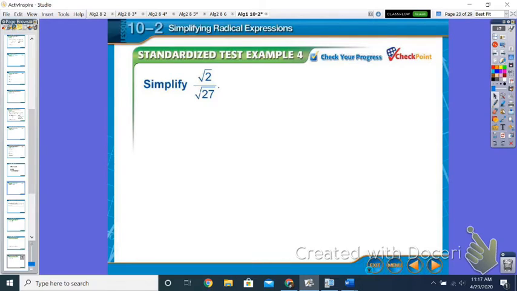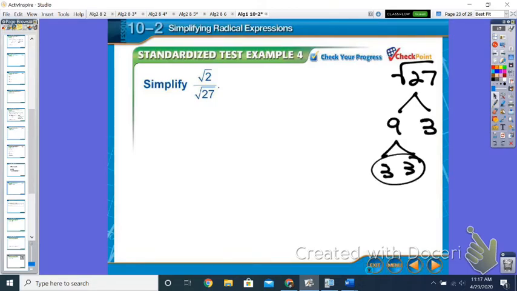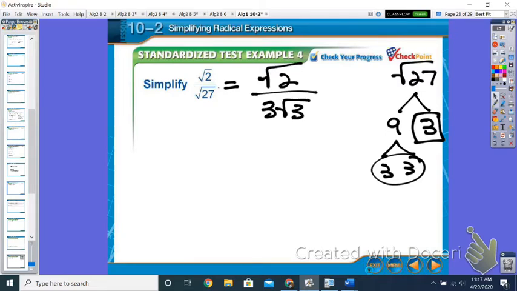All right, same thing on this one. If I look at the numerator, square root of 2, can't do anything with square root of 2. That's already as simplified as it can be. If I look at square root of 27, though, in the denominator, I could say that's 9 times 3. 9 is 3 times 3, so there's a pair. There's one left alone. So there's our first step. We're going to say that this is the square root of 2, which did not change, over 3 square root 3. Right? There's your first step.